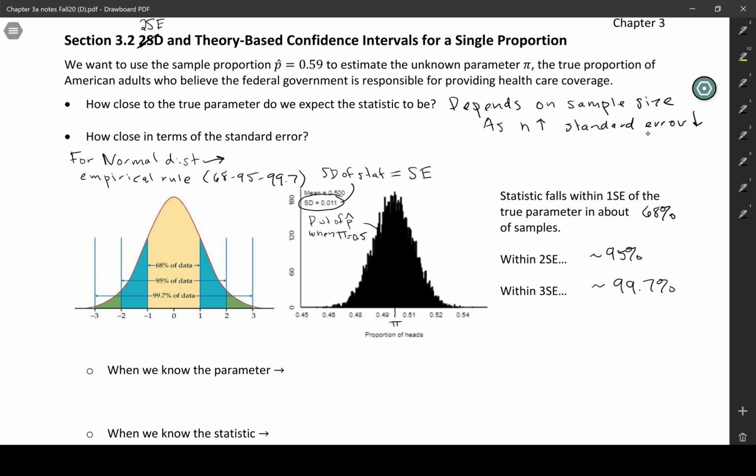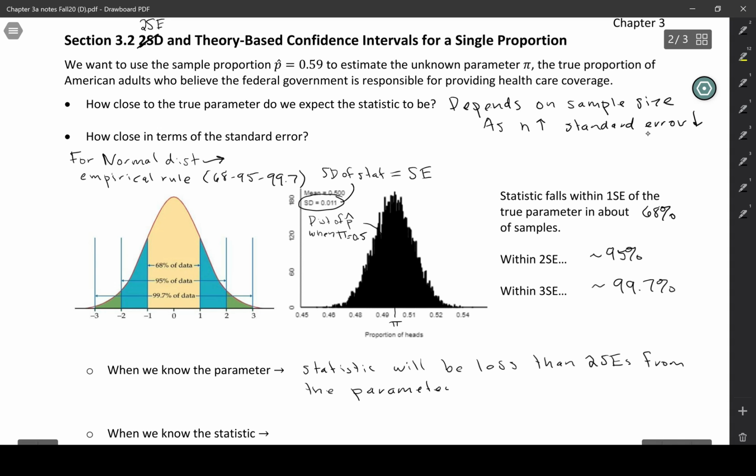So we're looking at this situation where we know the parameter, right? We're assuming that the parameter is 0.5, and we're looking to see which values of the statistic occur. So when we know the parameter, we can say that the statistic, p hat, will be less than 2 standard errors from the parameter in 95% of samples.